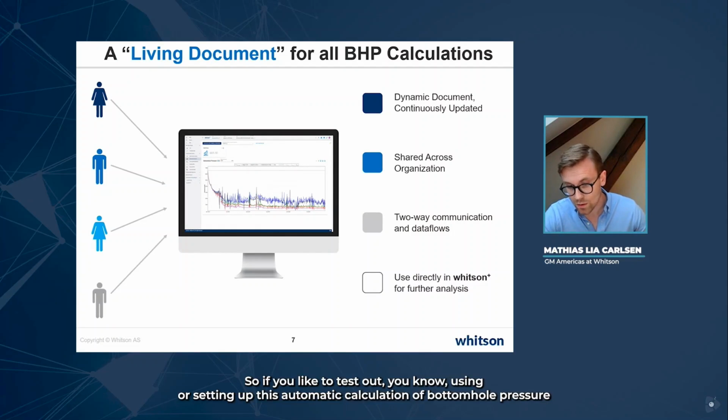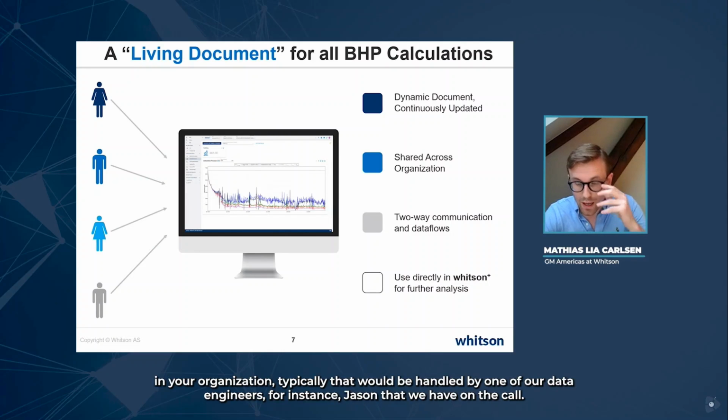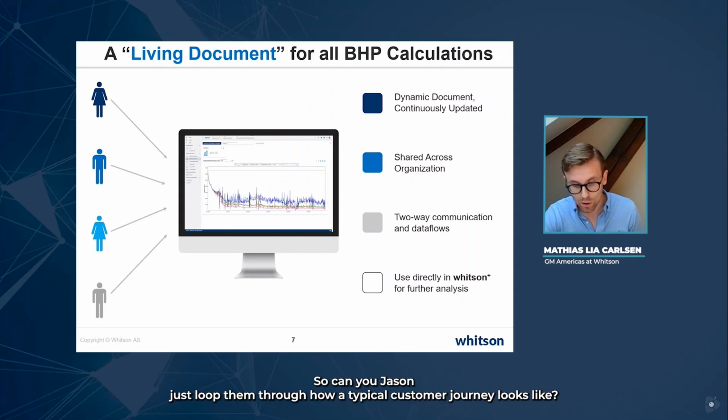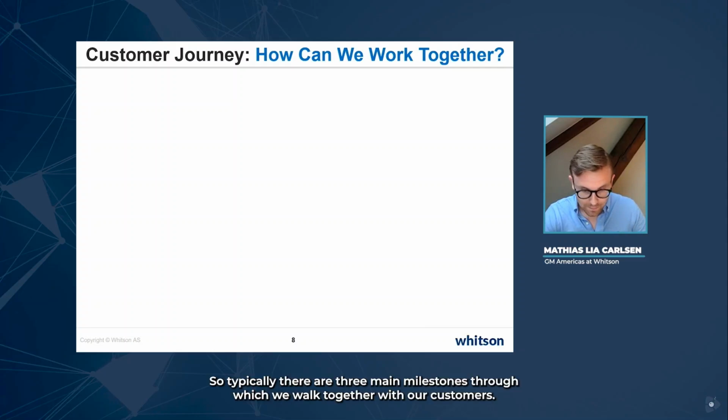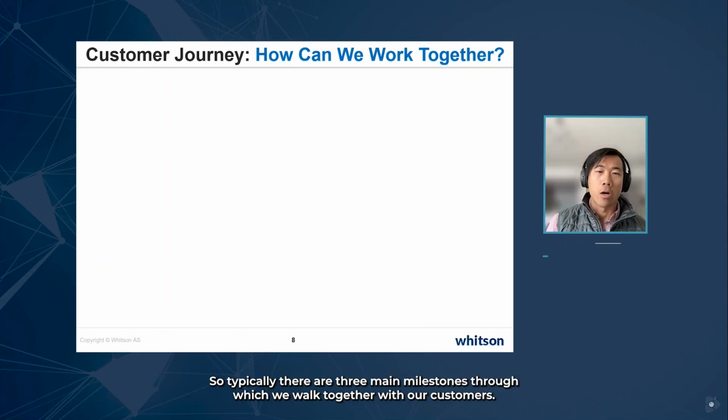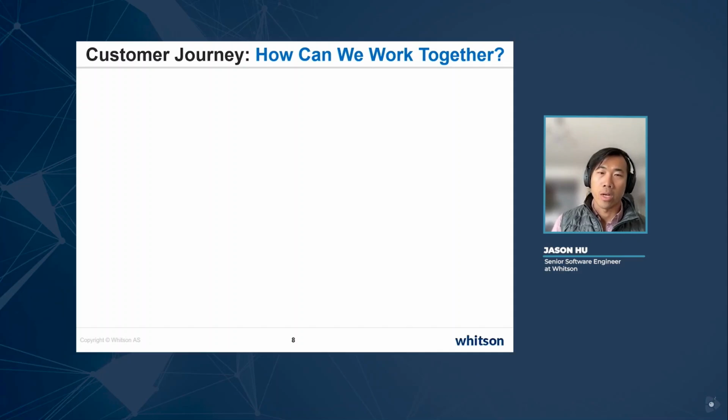So if you would like to test out using or setting up this automatic calculation of bottom hole pressure in your organization, typically that will be handled by one of our data engineers, for instance, Jason that we have on the call. So Jason, can you just walk them through what a typical customer journey looks like? Yeah, so typically there are three main milestones through which we walk together with our customers.